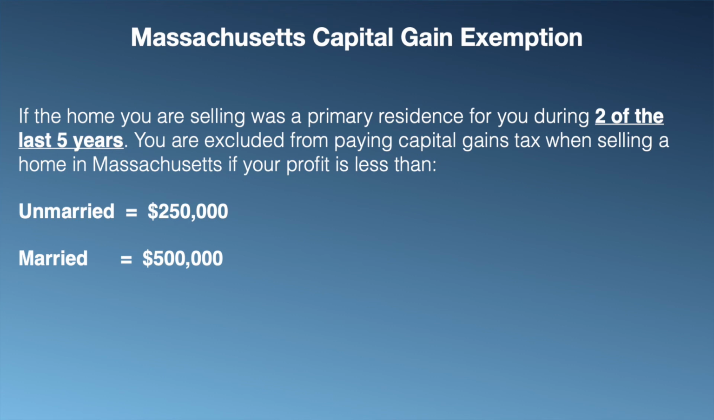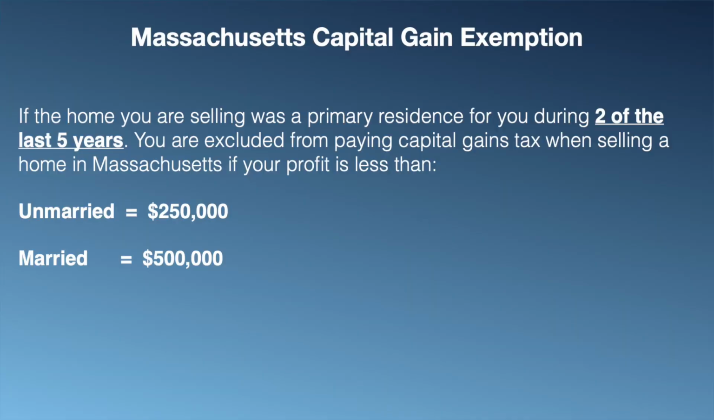Now, here's how the exemption works. If you are a single individual, you're not married, and you own a property, you get a $250,000 exemption, meaning if you sell the property, as long as you do not make more than $250,000, you don't pay any capital gains tax on it. It's your money. Okay. If you're married, that exemption doubles, and now it's $500,000. So if you sell a single family, as long as you don't make more than $500,000, you get to keep that money. You're not going to pay taxes on that.